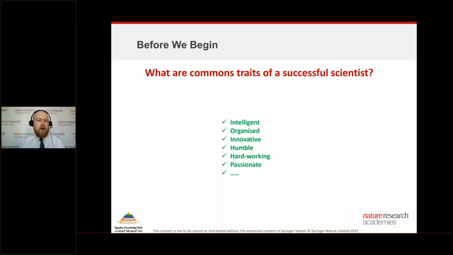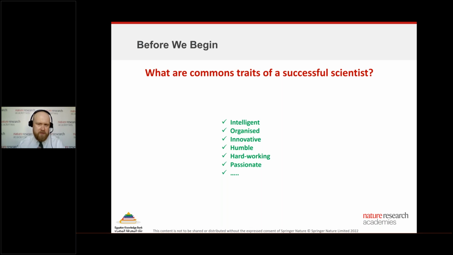I've also added some of my own suggestions here. I think scientists are hardworking and passionate, aren't they? But they're also organized, innovative, passionate about their research. Scientists have all of these amazing attributes, right? I think scientists are some of the most intelligent and hardworking professionals on the planet. And they work in a very challenging area of work. Science is hard, right? So we should be really proud of ourselves as scientists.